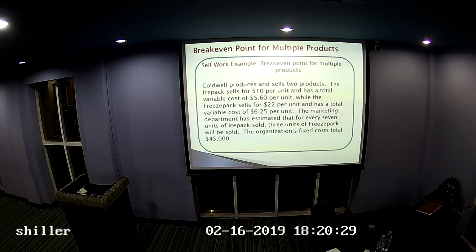What information do you need? You need the selling price, correct? What else do you need? Variable cost, look for it. What else do you need? Fixed cost, very good. Anything else? What else do you need? So you said you need selling price, you need variable cost, you need fixed cost, and then? What do you call that number?